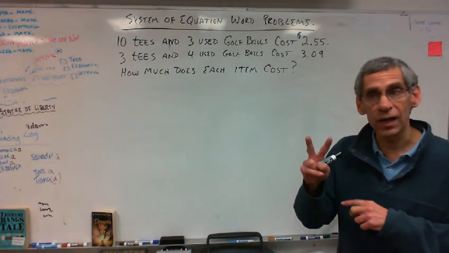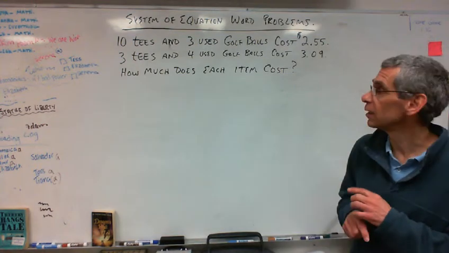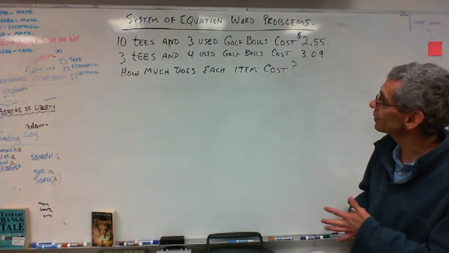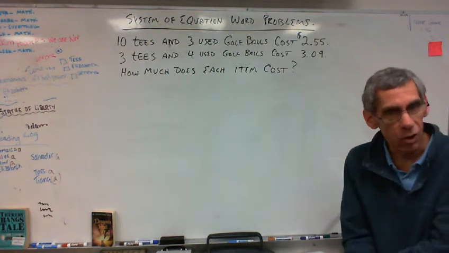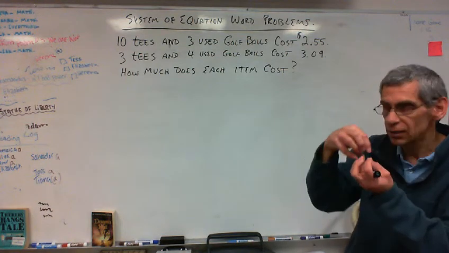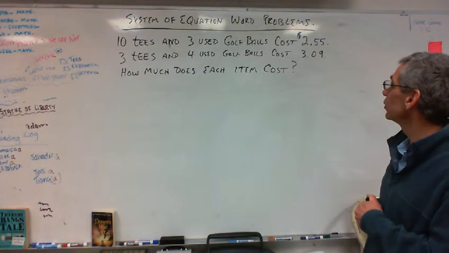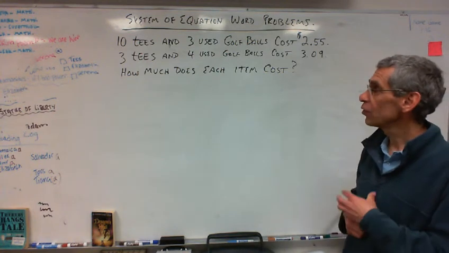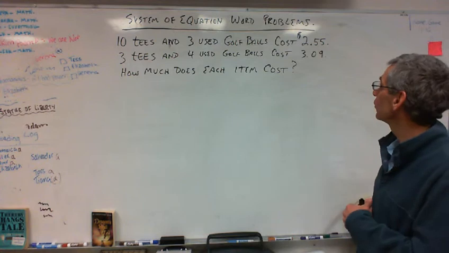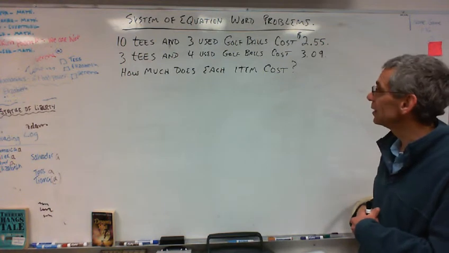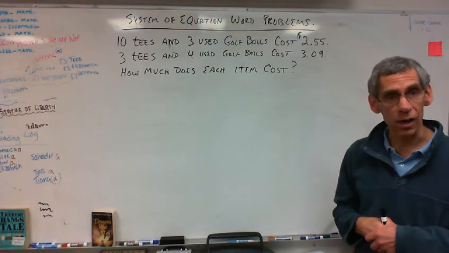We actually have to find two equations out of what's written here. It says 10 tees. You know what a tee is, right? For golfing, those little things that the ball sits on. 10 tees and 3 used golf balls cost $2.55. 3 tees and 4 used golf balls cost $3.09. How much does each item cost?